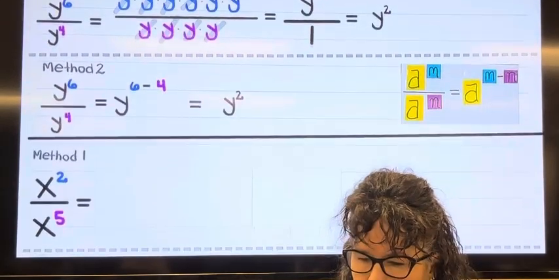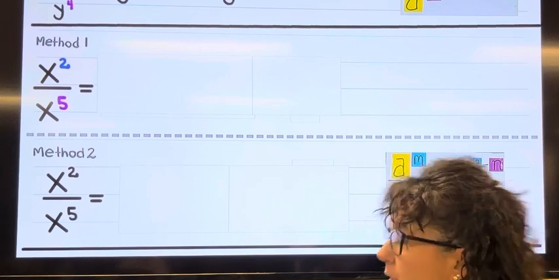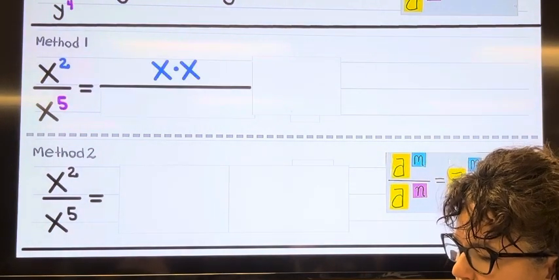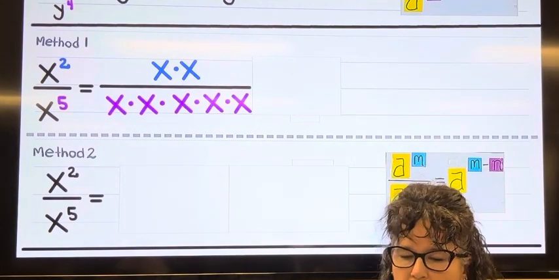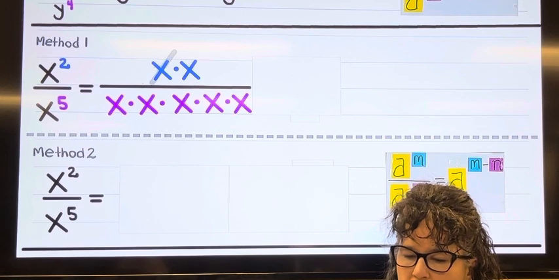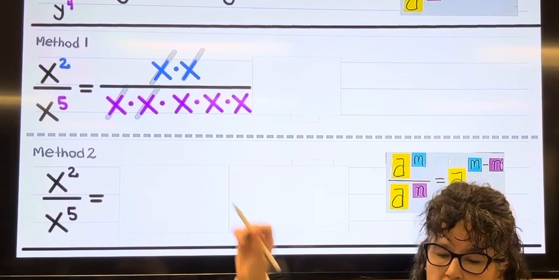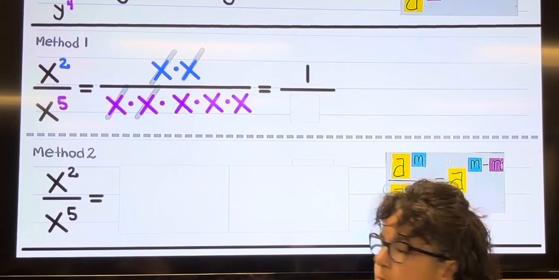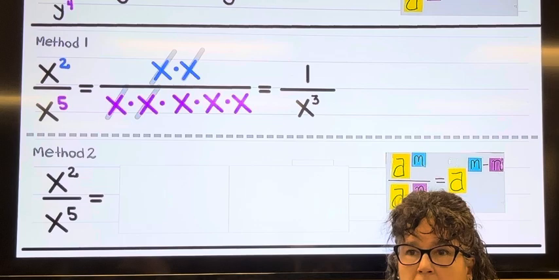Okay, and then here's another one to kind of show how that looks side by side. So if I do x squared and I expand, I have x times x, x to the 5th, and I've expanded, I go through and I cross these out. So these two cancel these two. There's always a times 1, so there's a 1 still in that numerator. And then I have x to the 3rd power in the denominator.